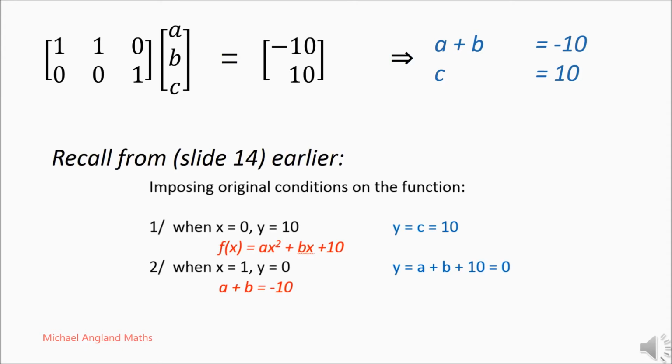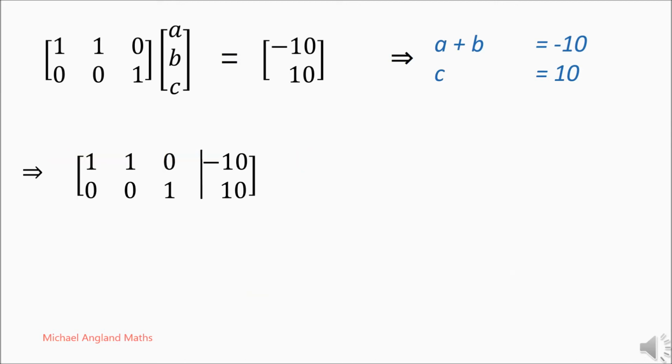Now, I've just put up the material underneath that from slide 14 earlier, which is where we saw c equals 10 and y equals a plus b plus 10, which is equal to 0. And all I've done above is just to represent that in matrix form. So now I've just joined this to create the augmented matrix, which is basically the coefficient matrix above the 2 by 3 matrix, and that vertical line indicates separation between the coefficient matrix and the matrix of solutions or values, so minus 10 and 10.